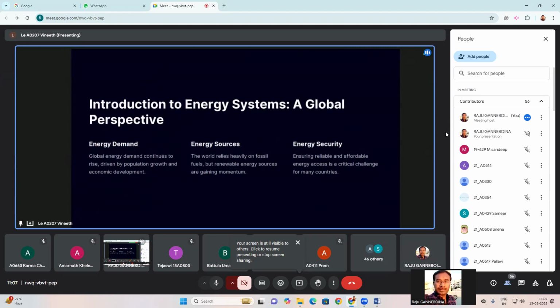So the main focus of this PPT is to focus on other sources of energy that we can use to reduce the dependence on fossil fuels and conventional sources, to improve the health of the climate, as well as to meet the energy demands.